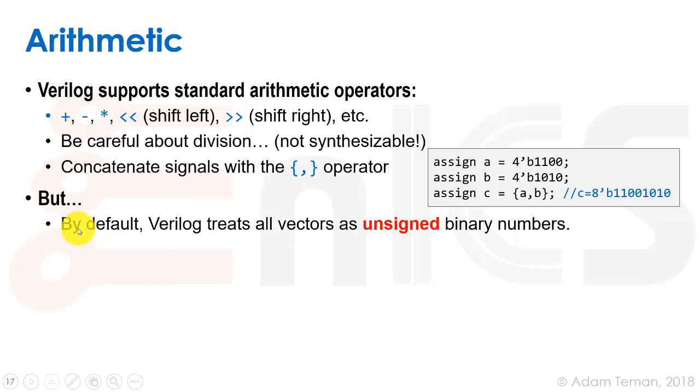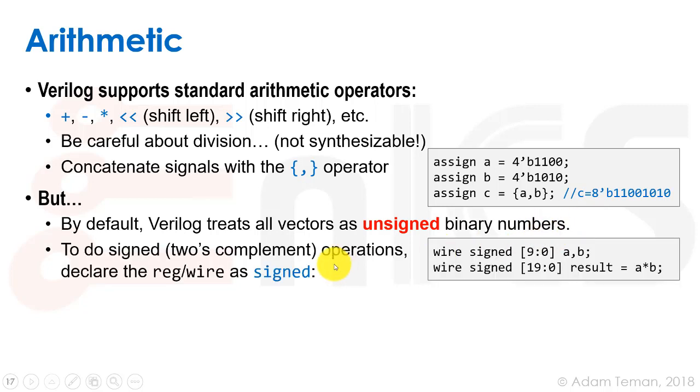Okay. By default, Verilog treats all vectors as unsigned binary numbers. To make them signed, to turn them into 2's complement signed numbers, what we have to do is declare them with the word signed. So we do wire signed, the vector width, A and B. Wire signed, the vector width, result, we can already instantiate it with the multiplication of A and B and keep it all signed.